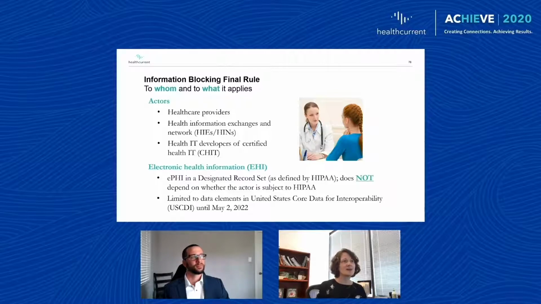Why should you care about what type of actor you are? Well, we're going to talk about that. There are different intent levels and different safe harbors that apply to you depending on the type of actor that you are. Importantly, when we're talking about information blocking, it's not just about the actors, it's the information we're talking about. It only applies to electronic health information.